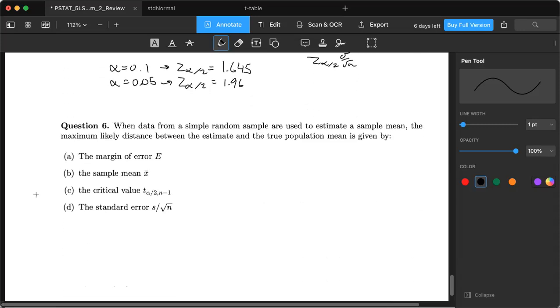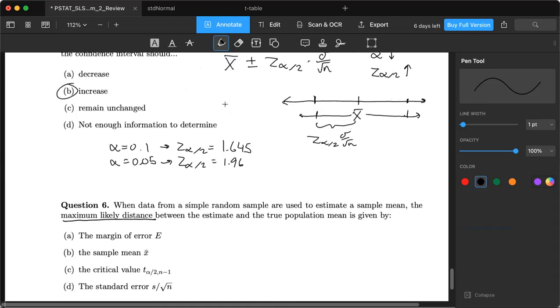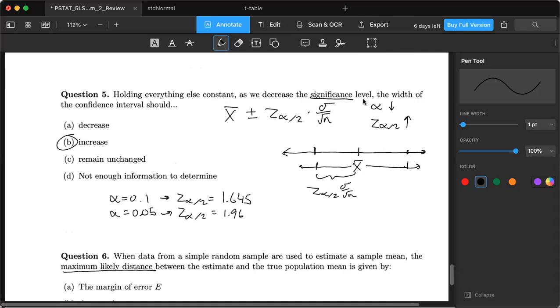And the last one: when the data from a simple random sample are used to estimate a sample mean, the maximum likely distance between the estimate and the true population mean is given by... So again, maximum likely distance. And I got a question, I think related to the last one: is significance level equal to alpha? And that answer is yes. So significance level is what alpha is defined to be. Like if you were to say what alpha is in English words, it's the significance level.